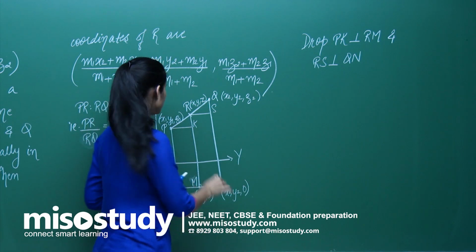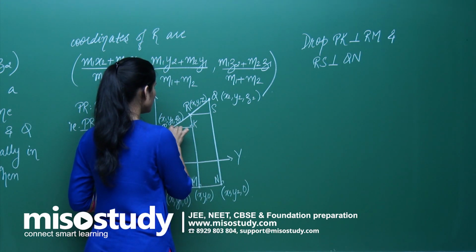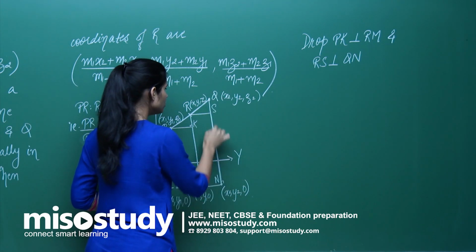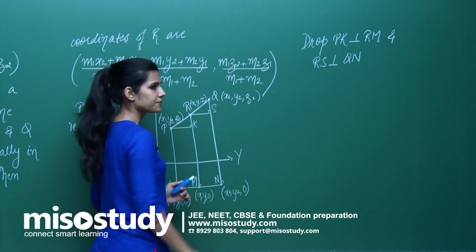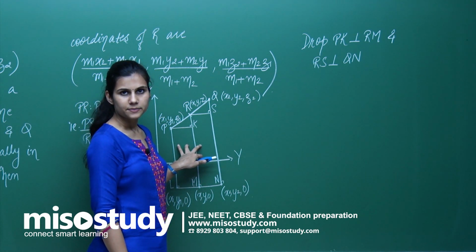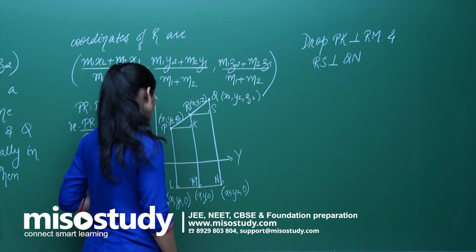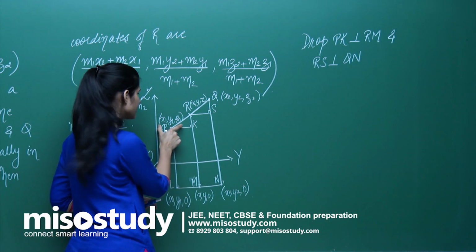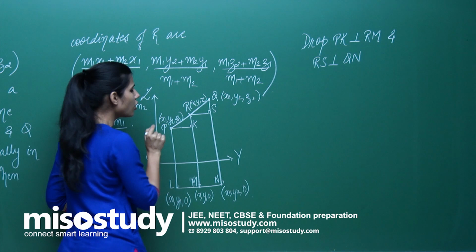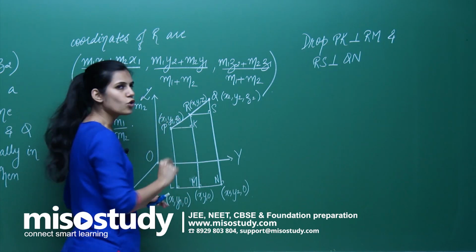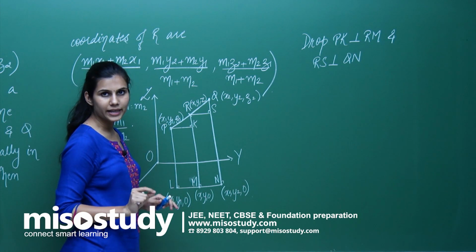We drew this. So this is a perpendicular, PK perpendicular to RM and RS perpendicular to QN. Fine. Once we are through with this, just try to understand one logic. Again, I am revisiting the same concept. If point P is (x1, y1, z1), how are these coordinates obtained?